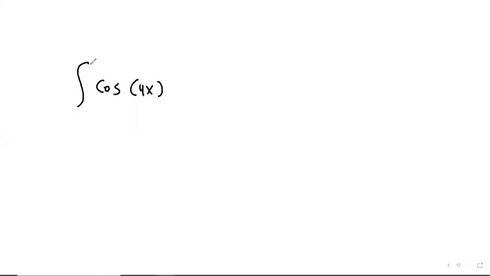Here in this example, it's the integration of cosine 4x with respect to x. It's the chain rule, because we have here 4x. So here we assume that the function inside, f of x, is 4x. So f prime of x will be 4.